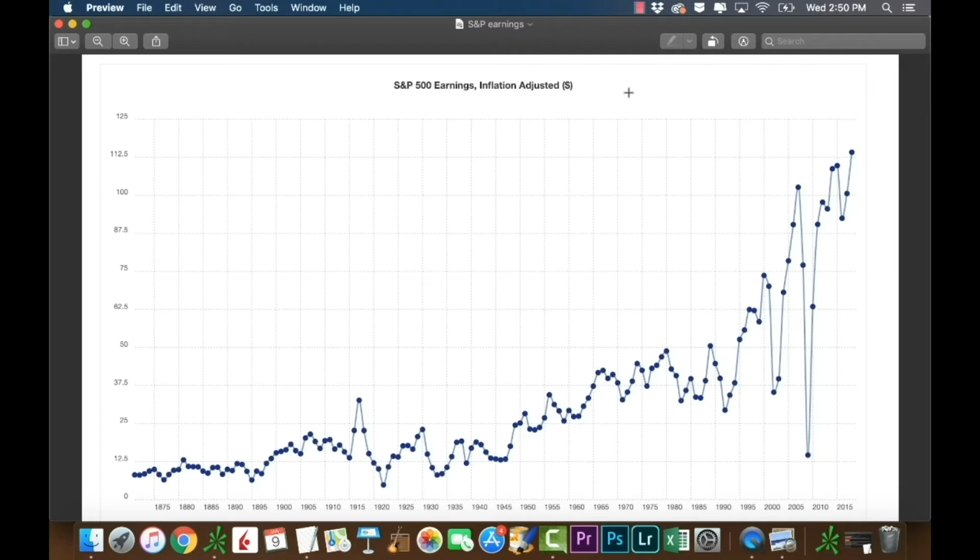The first metric we'll check out here, this is the S&P 500 earnings, inflation adjusted, going back many years. And you can see over here on the right, everything kind of looks okay. Earnings in 2018 were pretty strong. And obviously the strength of the companies out there is rather important in determining whether the economy is strong or not. And as of right now, everything looks fine.